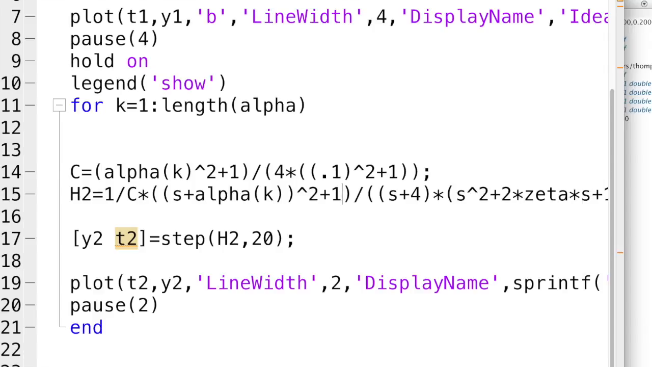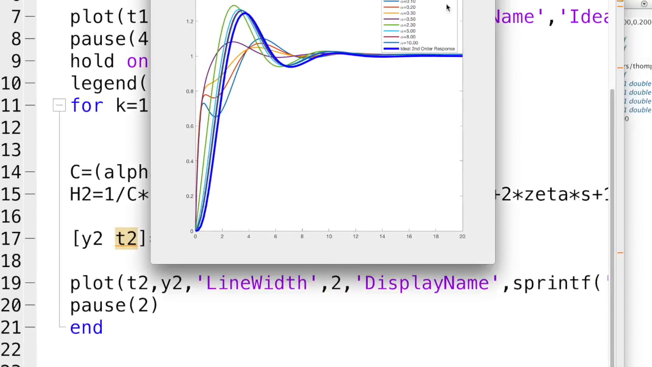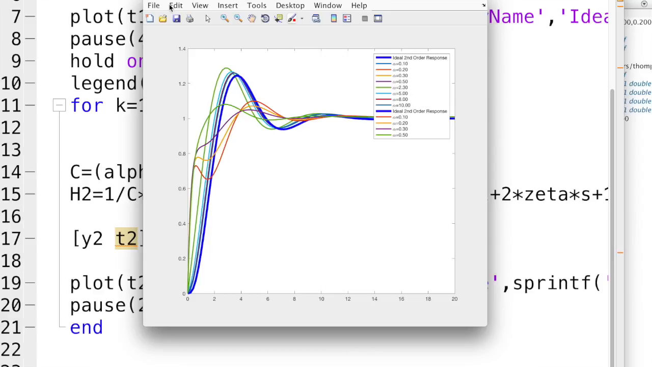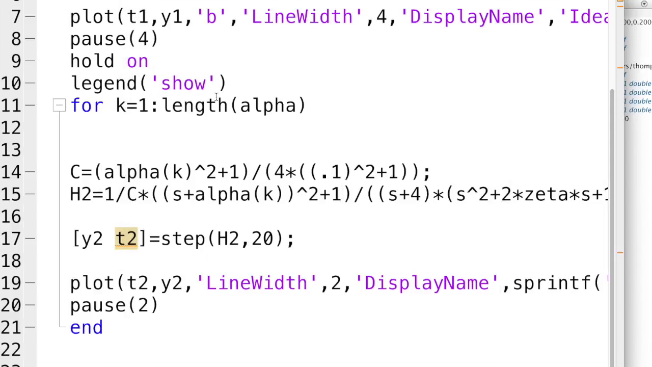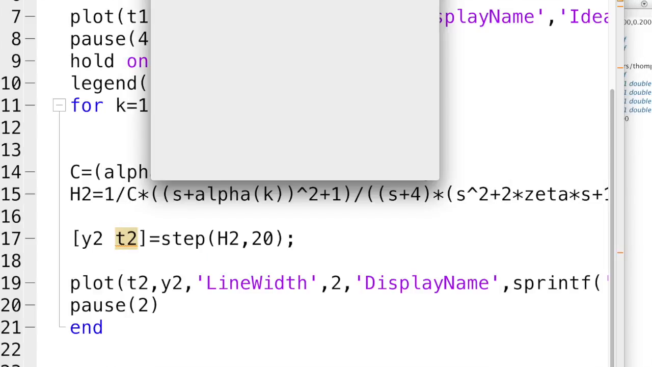All right, so I'm going to run this now. Oh shoot, I forgot to clear the figure, so we'll have to let that run for a second. This is going to make a jumbled mess. Sorry about that. Okay, so now we're ready to do this.